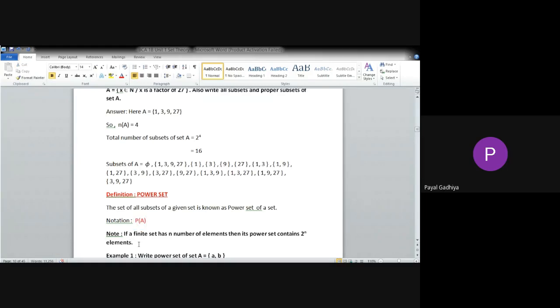Now, a note: if a finite set has n elements, then its power set contains 2 raised to n elements. Power set will definitely contain 2 raised to n elements because we can get 2 raised to n subsets of that set. And subsets are the elements of that power set.